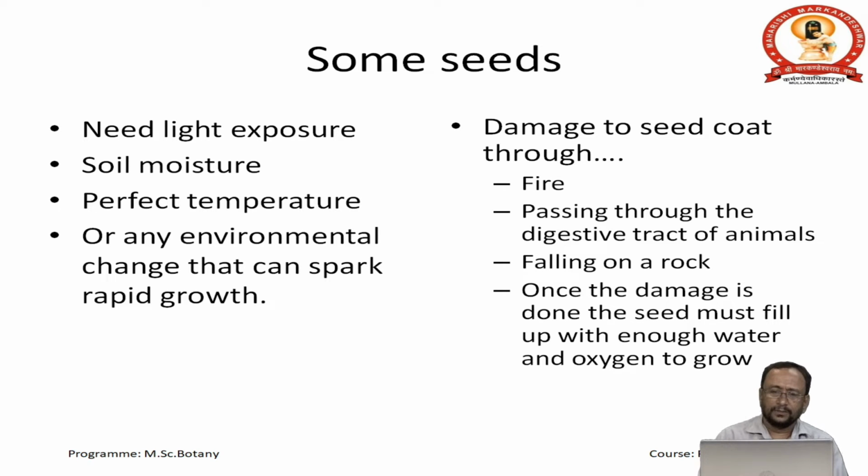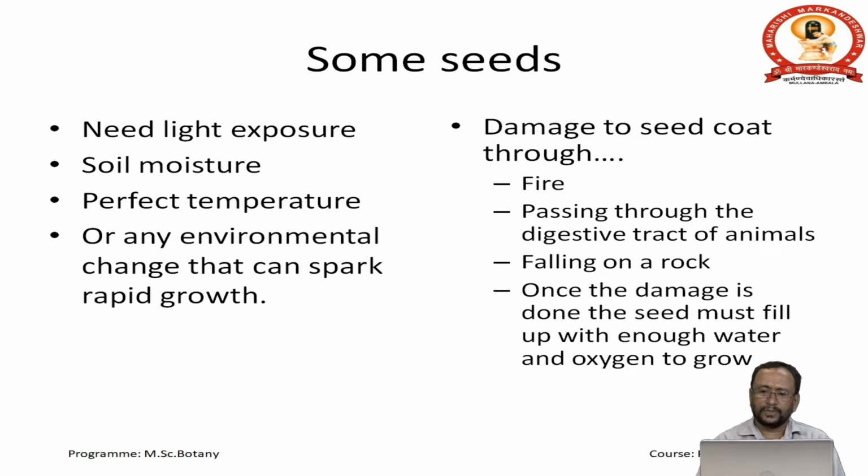Some seeds basically require light exposure, soil moisture, and the perfect temperature. Suppose optimum temperature may range from 4 degrees centigrade up to 40 degrees centigrade depending upon the geography. In hilly regions there may be a requirement of chilling temperature, and in desert areas up to 45 degrees centigrade, or any environmental change that can spark rapid growth for the germination and development of the plant. Next, the damage to the seed coat.